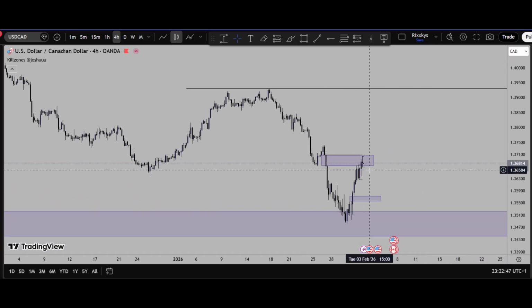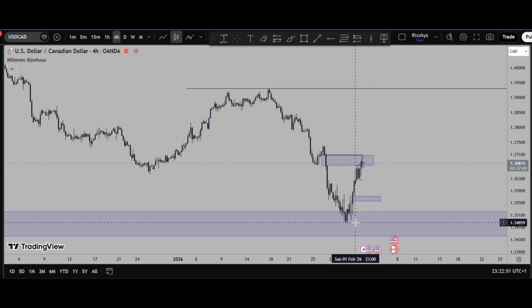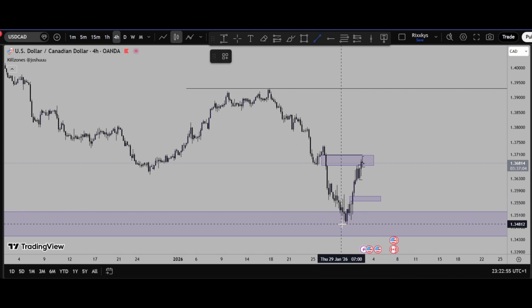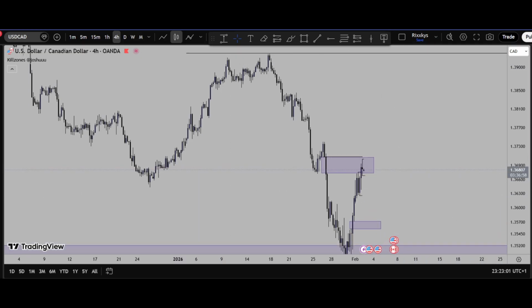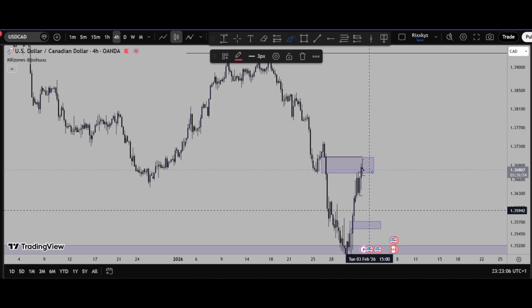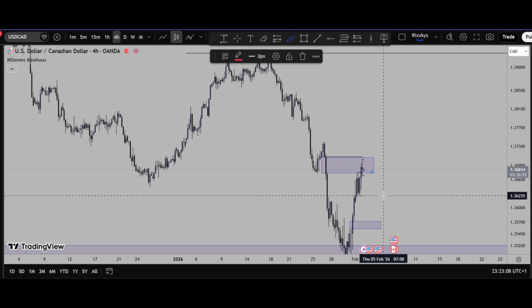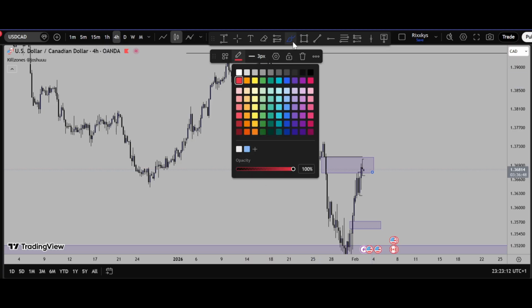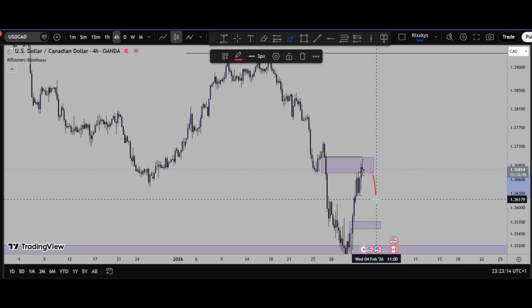I'm not saying this level should necessarily hold all the way to creating a new lower low on the 4 hour. I'm just hoping for a valid enough rejection from here. A valid enough rejection takes us probably down somewhere here. Oh my god, I forgot about this. Don't mind me. All these things, yeah. Takes us around here.